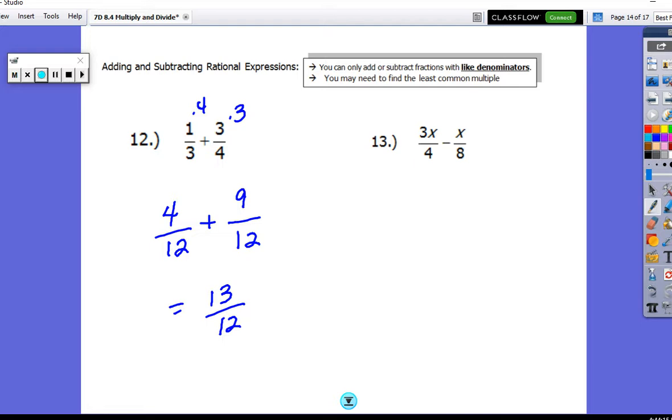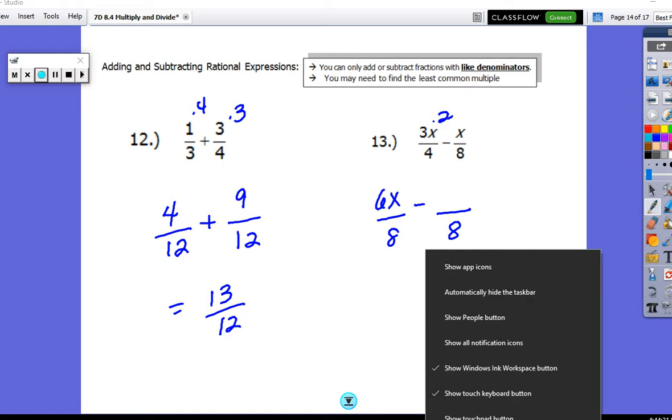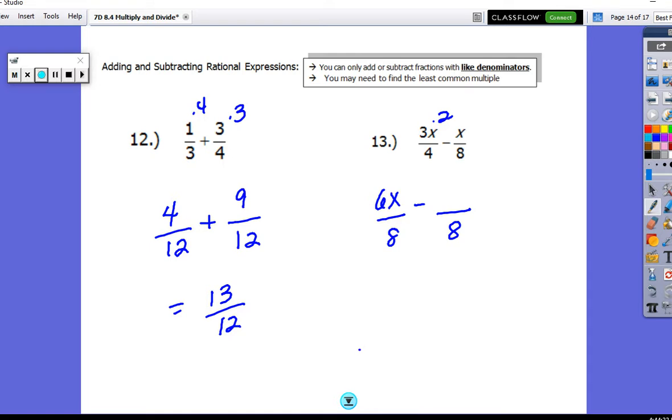I'm going to do the same thing with variables as I do with numbers. I have to have a common denominator. So 4 and 8 have a common denominator of 8. So 4 times 2 is 8. So I'm going to multiply by 2, so I'm going to get 6x. And that's already got a denominator of 8, so I'm going to leave it as x. So now 6x minus x is 5x over 8. Same arithmetic as if it was with numbers.